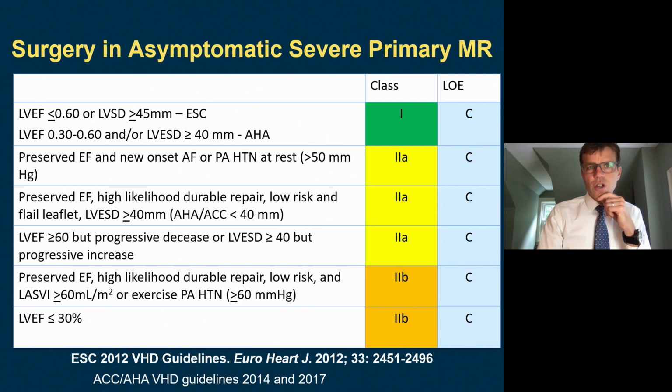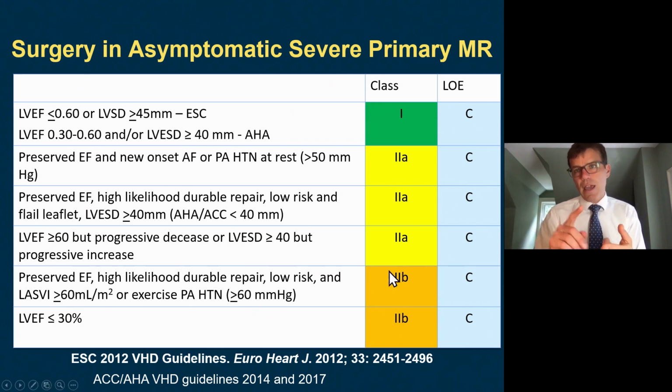These are the indications for surgery in asymptomatic severe primary MR. If the ejection fraction has dropped, as I said, and the LV systolic dimension has increased, these are the ESC guidelines and these are the AHA. They're pretty similar. Basically, EF between 30 and 60 or an expanded systolic dimension. That's the class 1 indication. These are all class 2A.